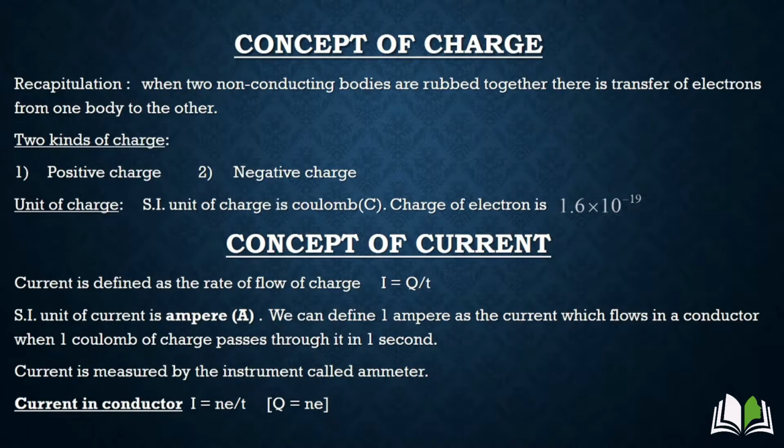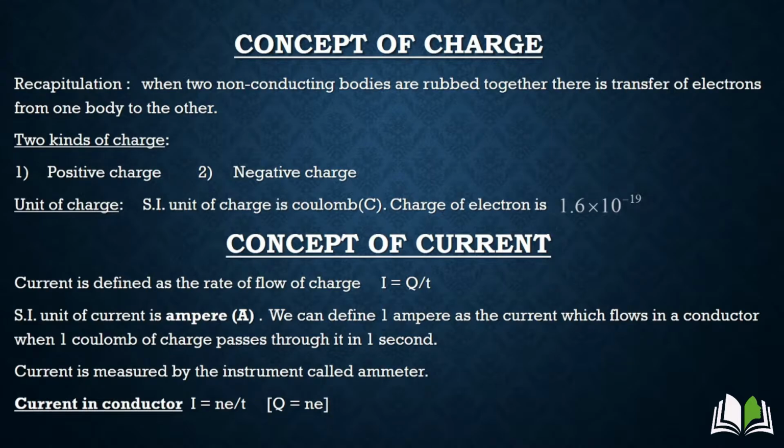So the next point is the concept of current. The current is defined as the rate of flow of charge. In other words, the current flowing in a conductor is the amount of charge flowing per second across any cross section of it. It is denoted by the letter I. If a charge Q flows through a cross section normal to its direction of motion in time t, the current I through the conductor is given as I = Q/t. The instrument which can measure the current of a circuit is known as the ammeter.